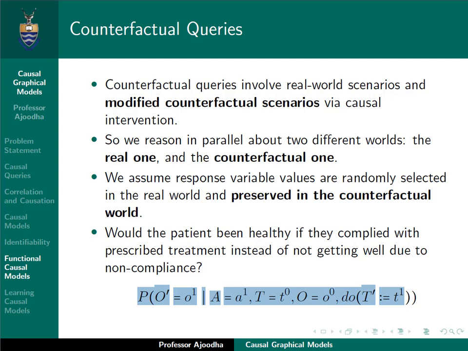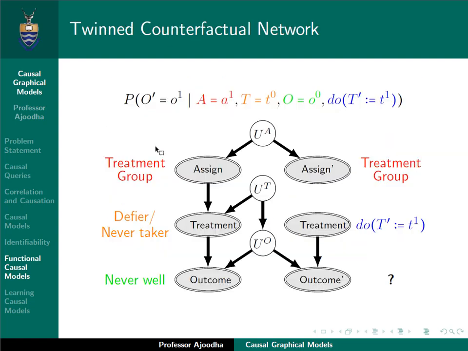All right, so then that brings us to the twin counterfactual model, which is what this thing looks like. It represents the real world and the counterfactual world side by side. So you'll find the probabilistic query at the top actually contains variables from both sides of the different worlds. The real world contains the actual assignment, the treatment, and the outcome. The counterfactual world contains the modified version, where we intervene and we set the treatment to T1.